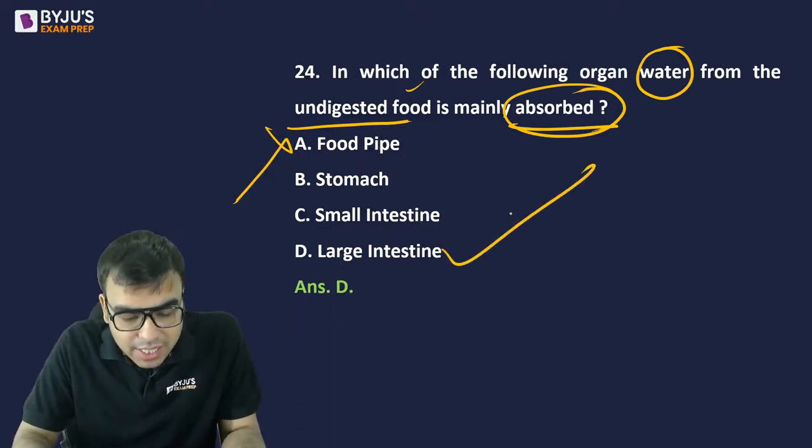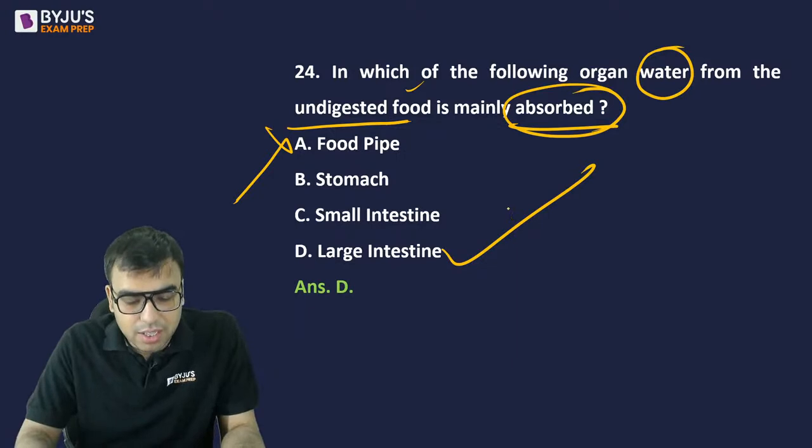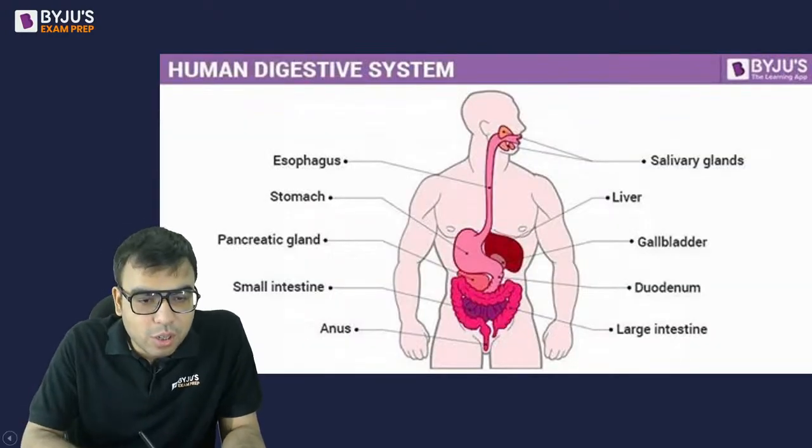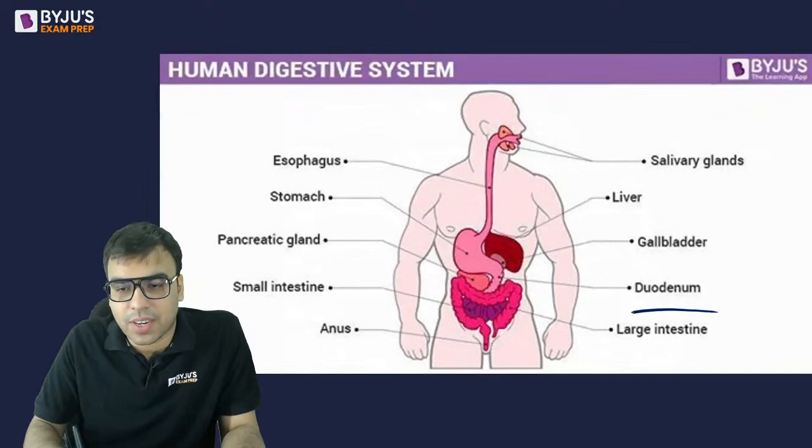D is the right answer. Yes, Yashi Mohan, Aditya Mahajan, Shubham Sharma, you all are right. So actually here it is, है ना, ये वाला large intestine है ना.